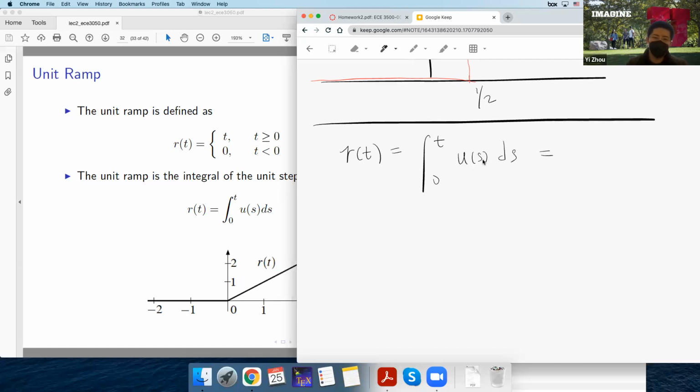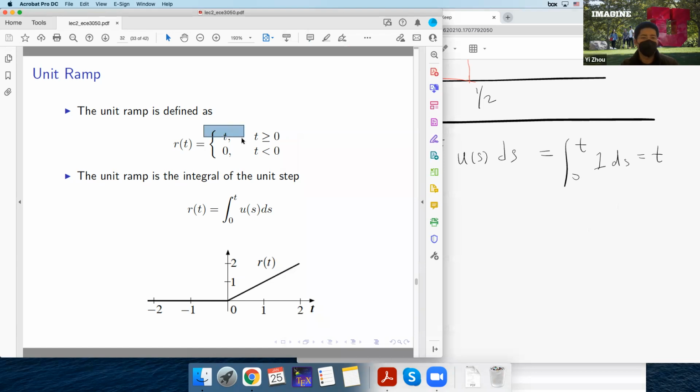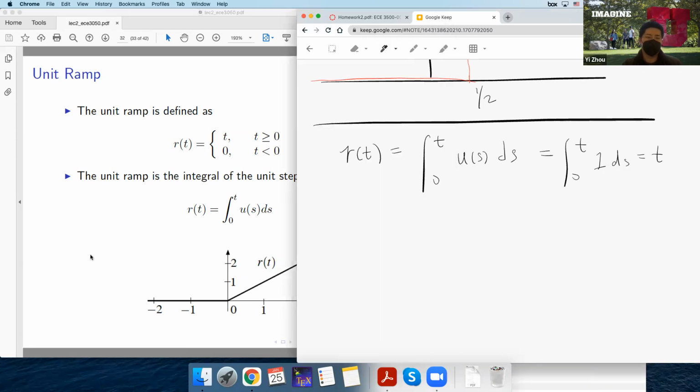Right? Because when s, this integration variable s, is greater than or equal to 0, the unit step function takes value 1. So this is equal to the integral of 1 ds, which is t. That gives you this ramp signal t. So this is the ramp signal.